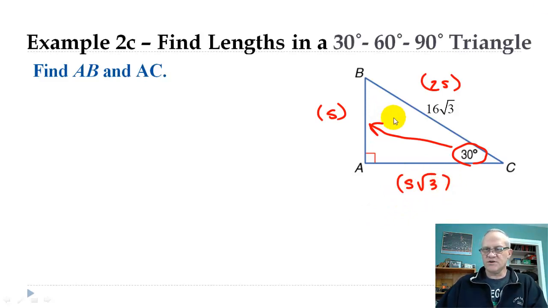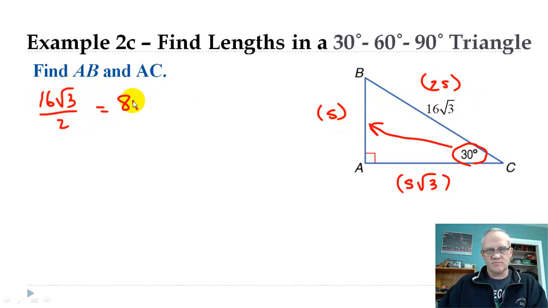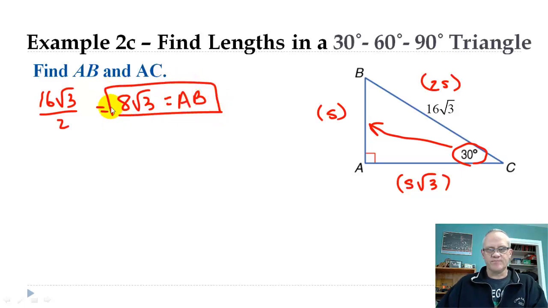So we're starting with 2S here. Well, that's 2 times S. So if I have 2 times S, what do I have to do to get back to S? Divide by 2, right? So I have to do 16 square root of 3 divided by 2 this time to get rid of that 2 to get back to this. The stuff outside we can divide too. So that's AB, 8 square root of 3.